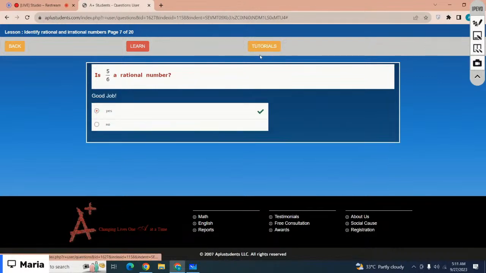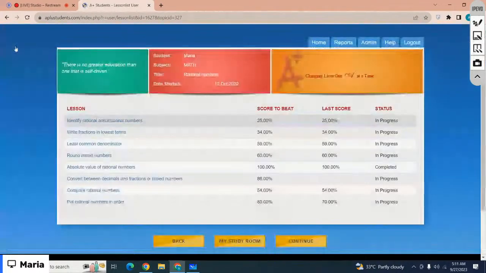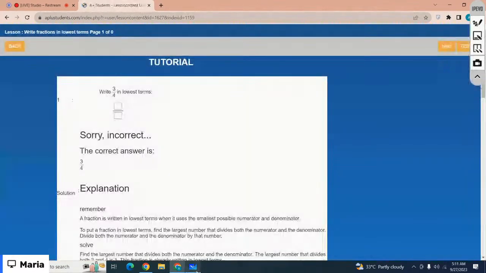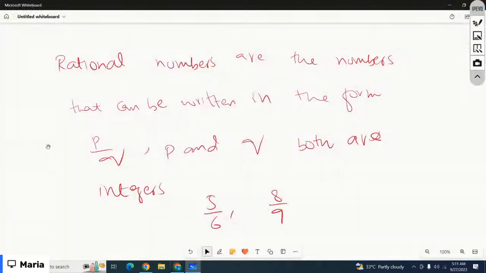Okay, you can complete the lesson by yourself later today. Let's just see which is the next one. The next one is write fractions in lowest terms. So what do you mean to write the fractions in lowest terms?